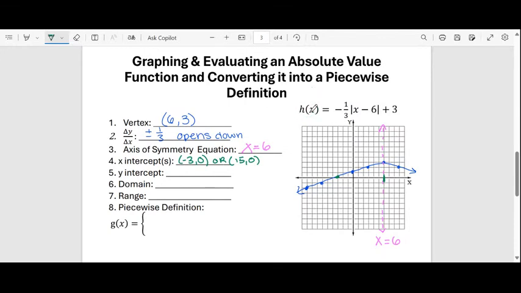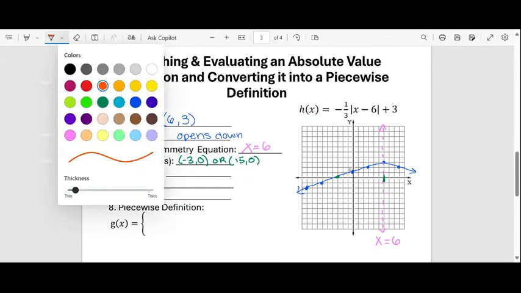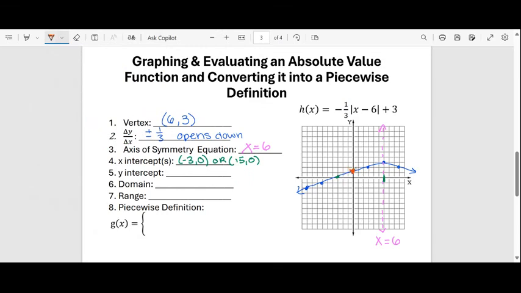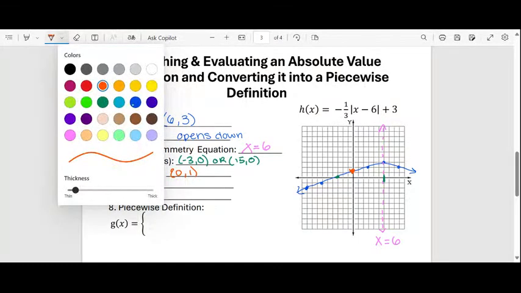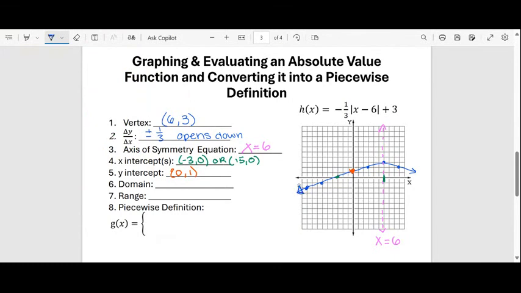All right, our y-intercept is again where it crosses that up and down axis. So that's right here at positive 1. So it's going to be (0, 1). Our domain, this thing goes on forever, right? So our limits to the left and right go on forever. So it'll be negative infinity, positive infinity. Feel free to write that double R if you prefer.